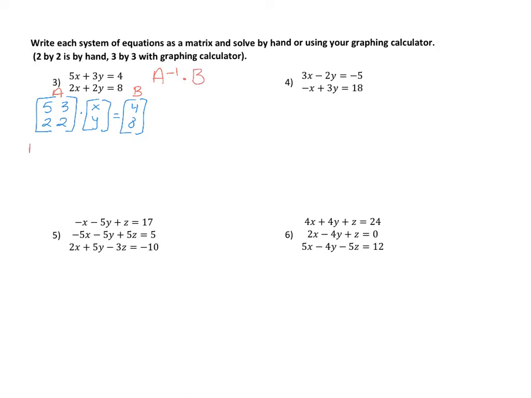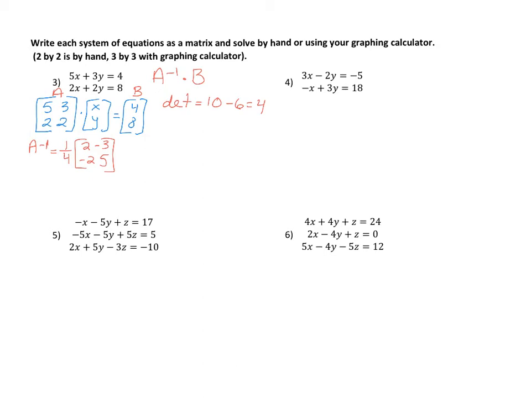So the first thing I have to do is find the inverse of A. So I have to do that by finding the determinant first. So in this case, my determinant would be 10 minus 6, so it would be 4. So I'm going to have 1/4 times, switch my A and my D, change the signs of my B and my C. Okay, now I'm going to do that inverse times B.